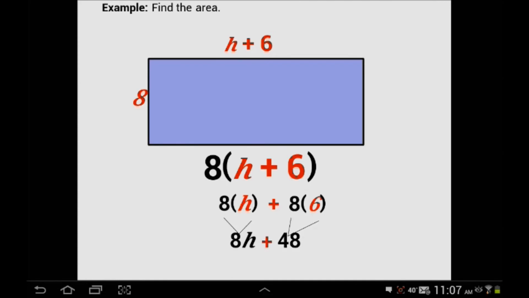And that is it for that problem. That's all you can do. We're through. We are finished. 8h plus 48 is your answer. If we know what h is, then we have all the information we need to figure it out. If we know h is 2, then we just do 8 times 2, which is 16. 16 plus 48 is 64.